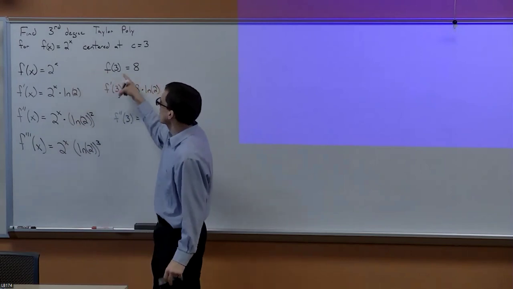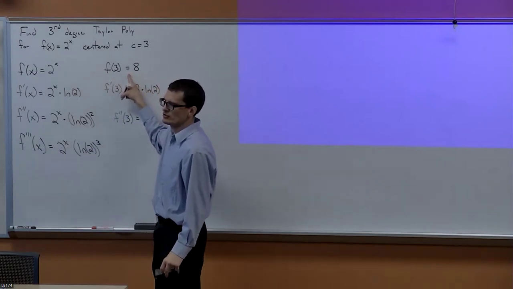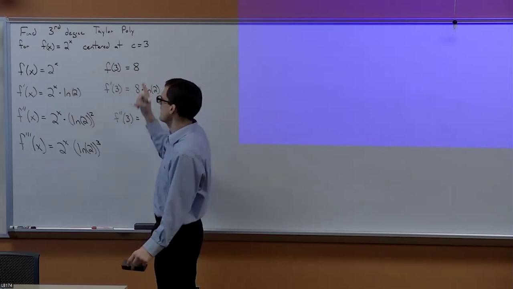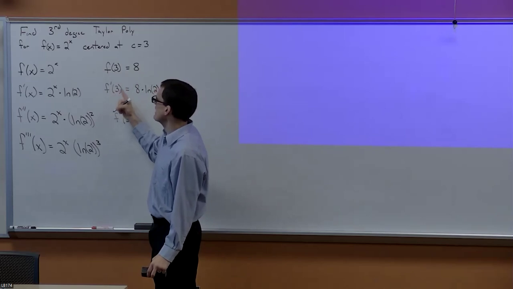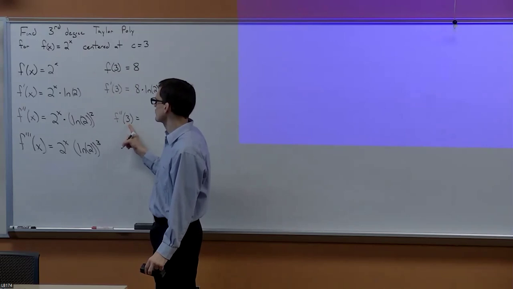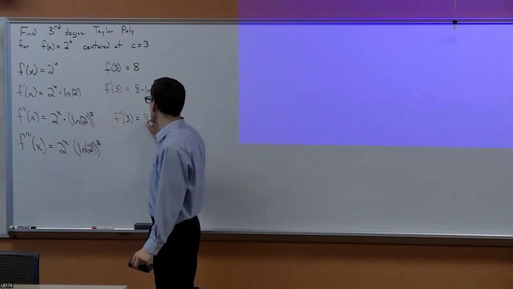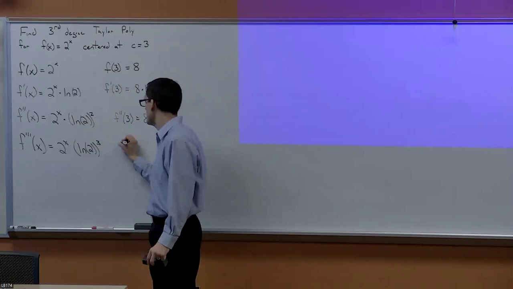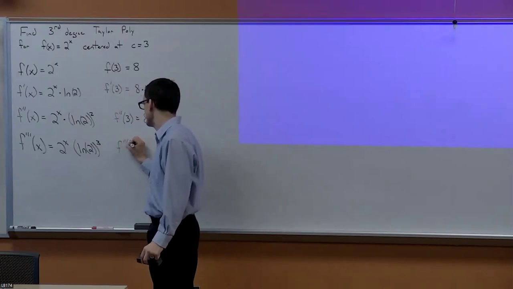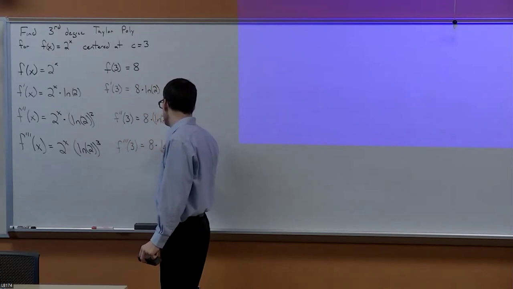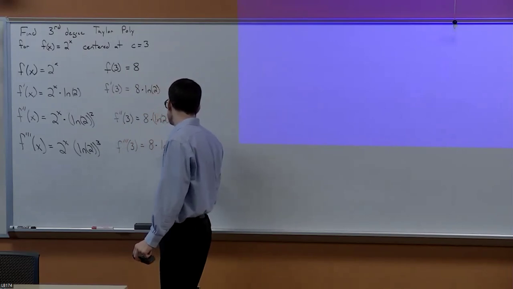Now, we already plugged in 3 to my original function and got an 8. We plugged in 3 to the first derivative and got 8 times natural log of 2. If I plug in 3 into the second derivative, I get 8 times the natural log of 2 squared. And if I plug in 3 to the third derivative, I get 8 times the natural log of 2 to the third power.